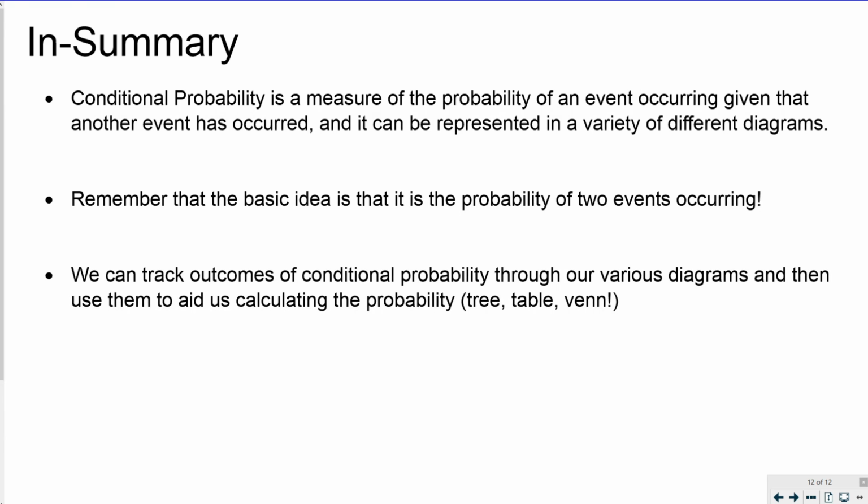So that's it, guys. In summary, conditional probability is a measure of the probability of an event occurring, given that another event has already occurred, and it can be represented in a variety of different diagrams. Remember the basic idea that this is the probability of two events occurring, and this is dependent. All of this probability is considered dependent probability. One event occurs and it changes the outcome of another. And then we can track outcomes of conditional probability through various diagrams and then use them to aid us in calculating the probability. And remember that that is tree, table, and Venn diagrams.